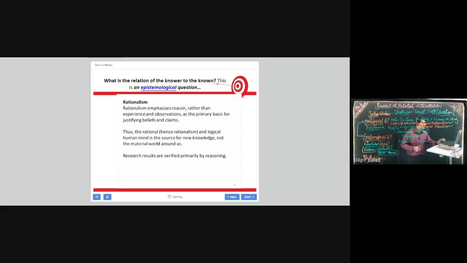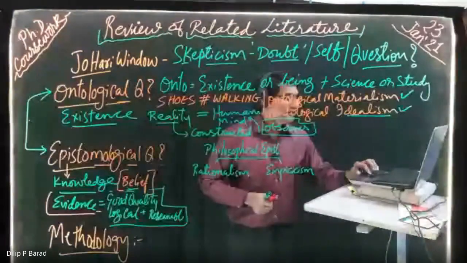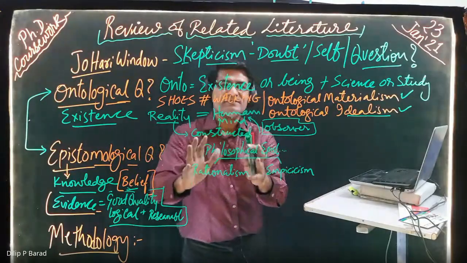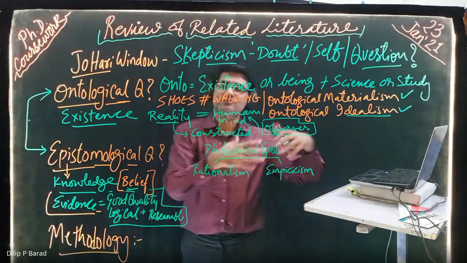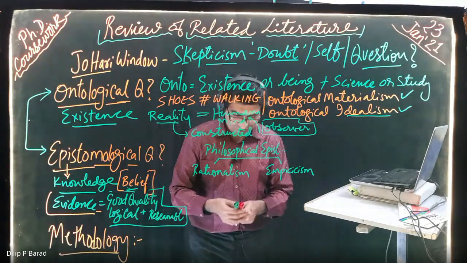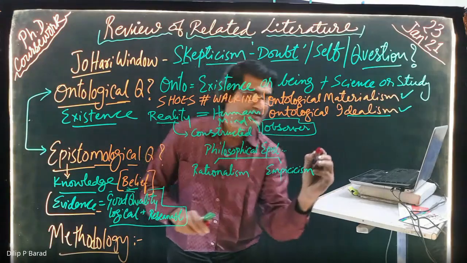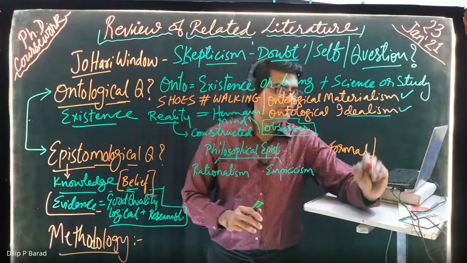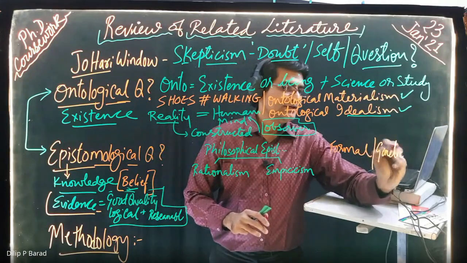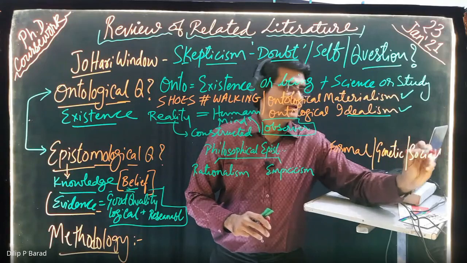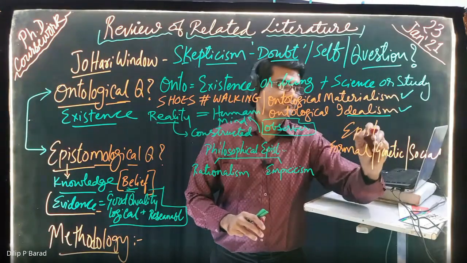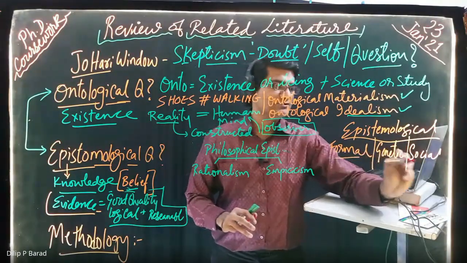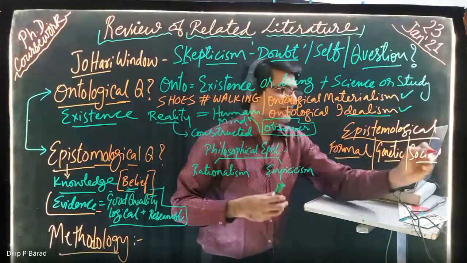Okay, let me throw more light on this. What we find here is epistemology. There is a philosophical epistemology. There is a non-philosophical epistemology also, which we may call formal epistemology. Then we can have genetic, and then we can have social. These are all different kinds of epistemological study: formal, genetic, social, which are described later on.